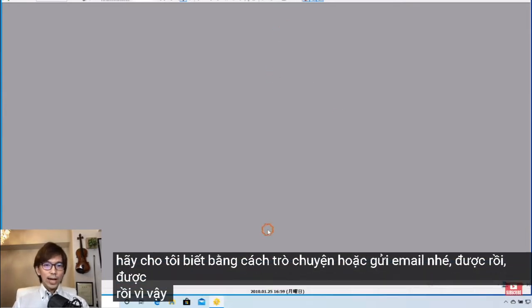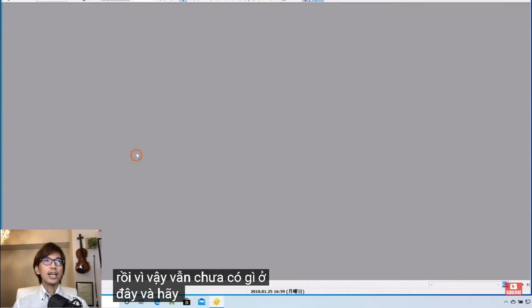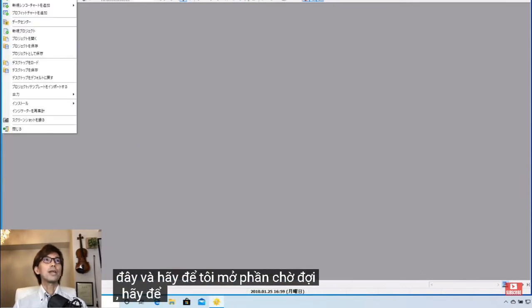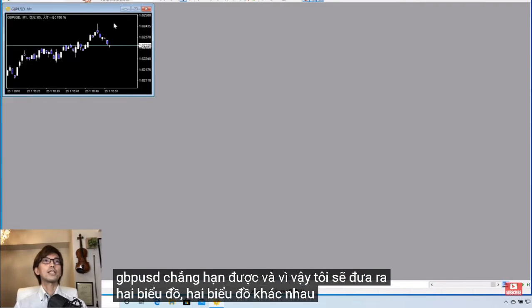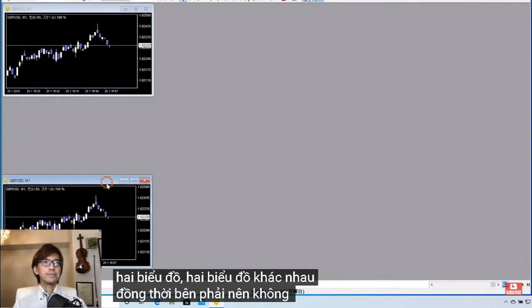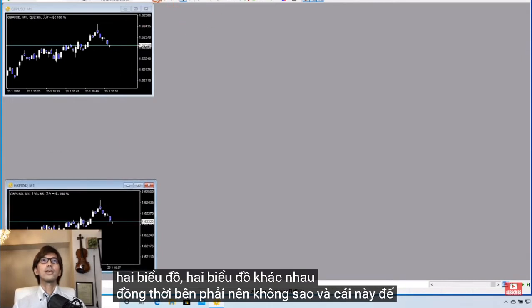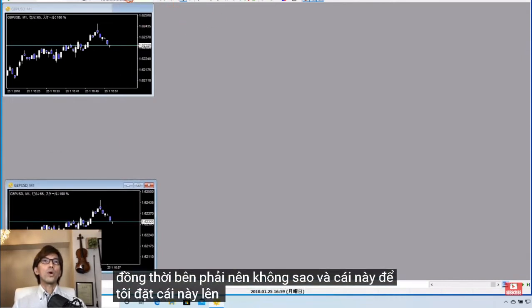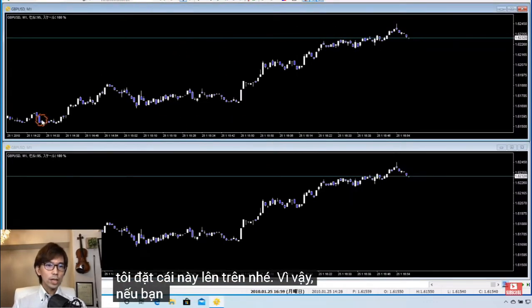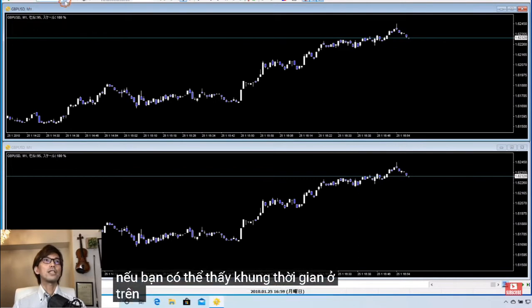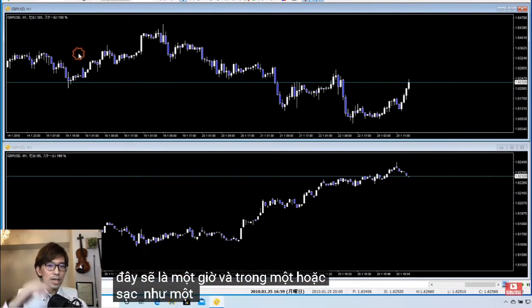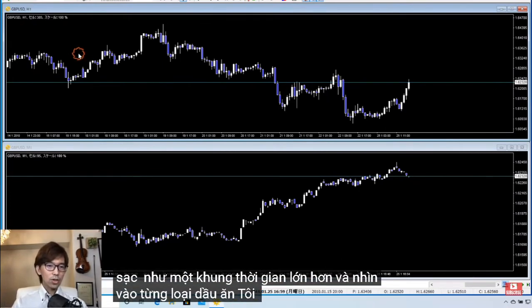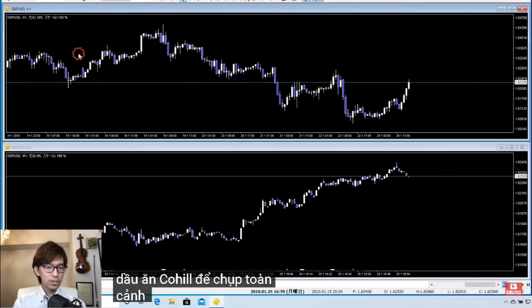Okay, so there's nothing in here yet, so let me open up the GBPUSD, for example. And I will put up two different charts at the same time. Let me put this one in horizontal. If you can see the time frame, above here is going to be 1 hour. In the 1 hour chart, like a bigger time frame, I look at Ichimoku Kinko Hyo. I use Ichimoku Kinko Hyo to capture the whole picture of the market.